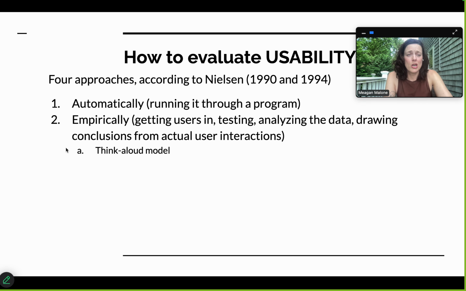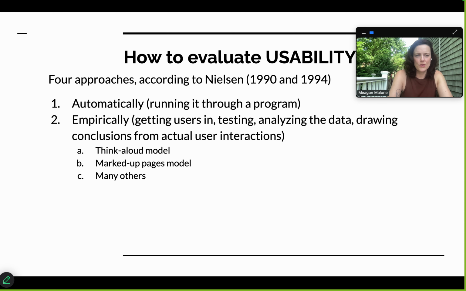So there's a think aloud model where they ask the user, the guinea pig, to come in and move around on a web page and click through, and they ask them to think aloud. So they're saying aloud what's going through their head as they test the instructions or the interface. There's a marked up pages model where a user is following a set of instructions and they write in anything that they find confusing or that they don't understand, or little things that they notice as they go along. There are other ways to do this.